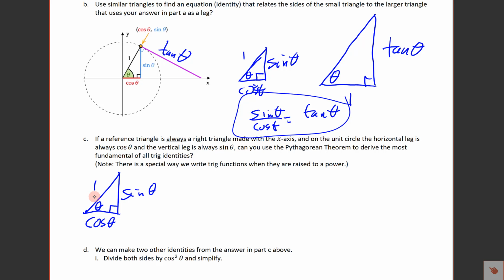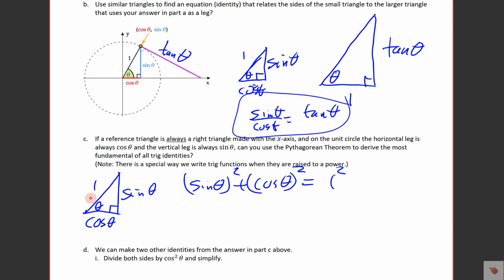Luke's got his hand up. Mason's got his hand up. Keely's got her hand up. Okay, Luke, you had your hand up. What do you want to say? Sine squared plus cosine squared equals 1. Sine theta squared plus cosine theta squared equals 1 squared. Everybody good with that? Leg squared plus leg squared equals hypotenuse squared, right?